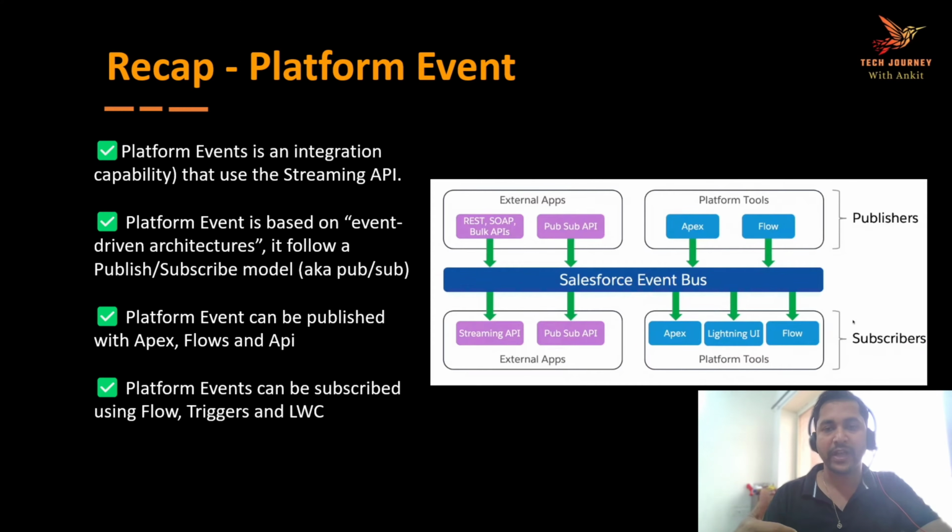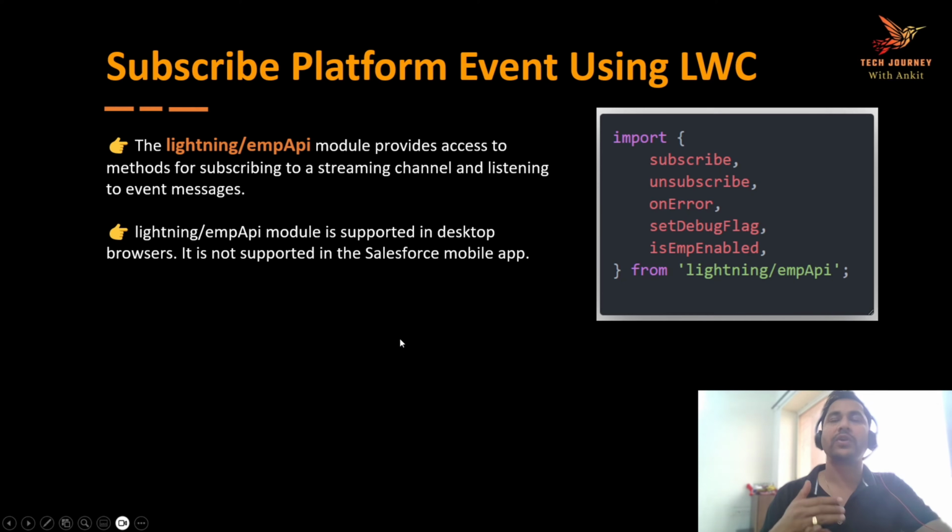There are different ways to publish the events to the event bus that we have covered in our series, like we can publish it with the help of Apex, with the help of flows, as well as with the help of API. Similarly, you can subscribe to the platform event by using the flows, triggers, as well as the LWC. There are a few more things that we have already covered in detail about the platform event. Make sure that you are following the complete series to get a detailed understanding about the platform events as well.